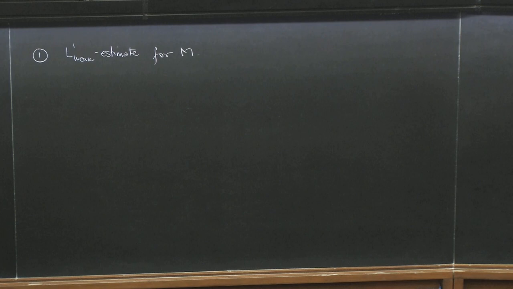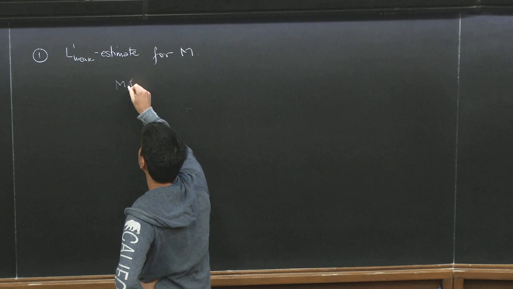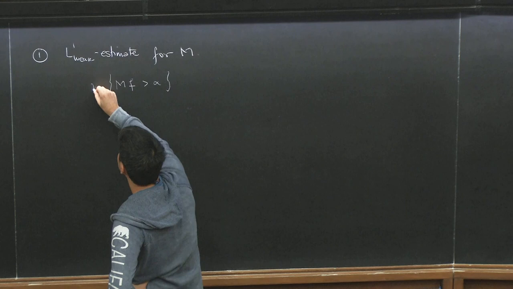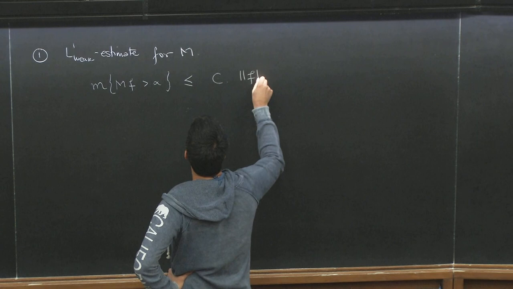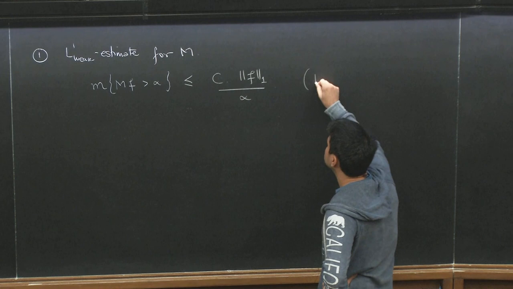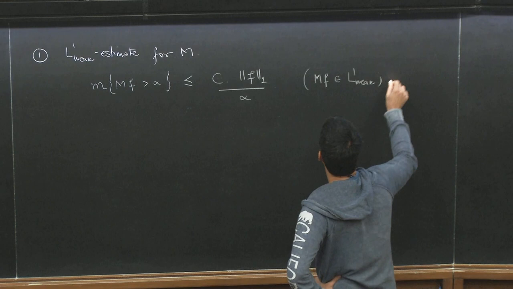So we showed this object here is supposed to be bigger than the original function, because from Lebesgue differentiation, this goes back to f when the balls are small. But when the balls are big, you could do better. So in principle, this is bigger or equal than the function, but it's not so much bigger. We proved an estimate of this sort: the measure of the set where Mf is bigger than alpha is less than or equal to a universal constant times the L1 norm of f over alpha. So this is to say that Mf belongs to L1 weak. And we have seen that this Mf does not belong to L1.